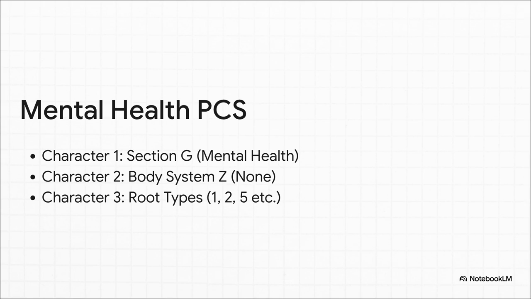Instead, we use Section G of ICD-10 PCS. The first character is G. The second, for body system, is Z for none. The real heavy lifting happens in the third character, the root type. This is what tells us if the provider performed psychological testing, crisis intervention, or individual psychotherapy.